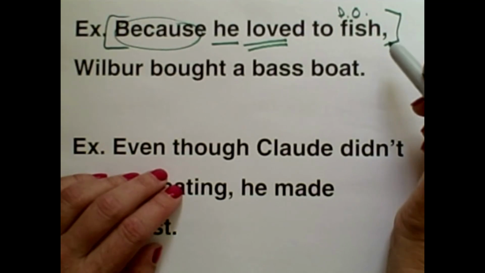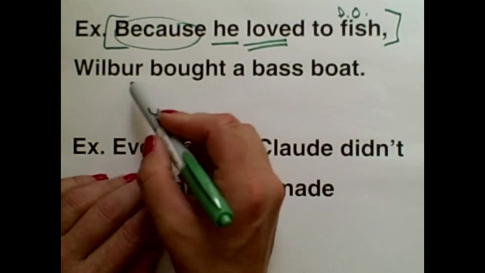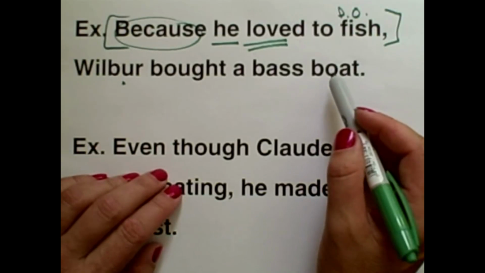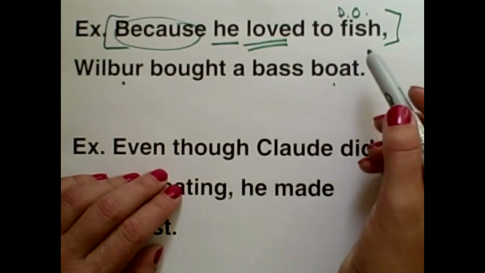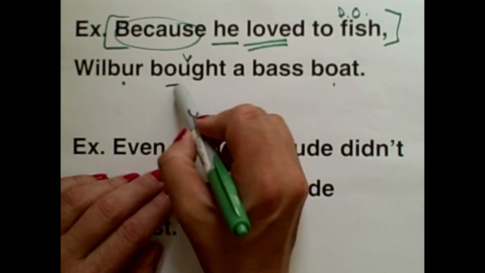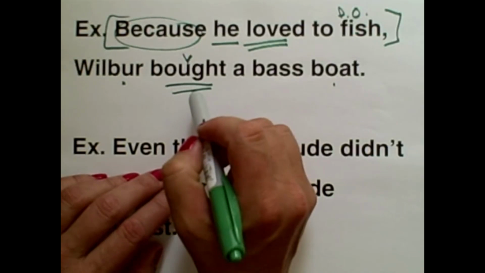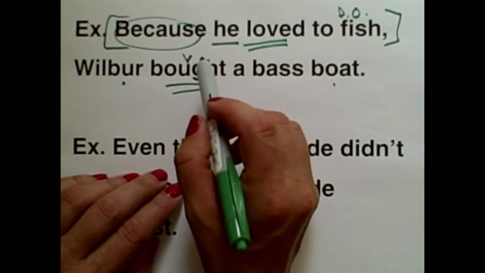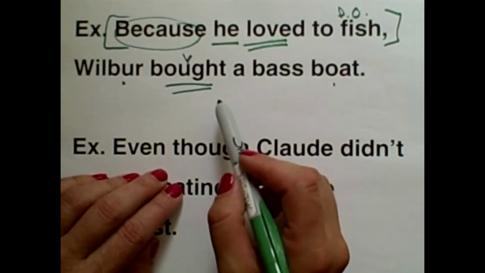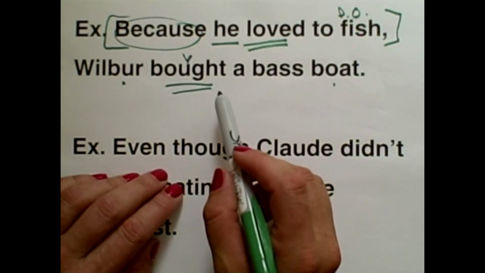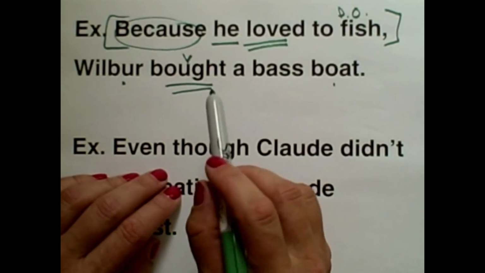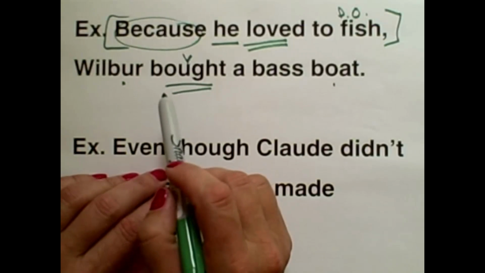What does it modify? We know it can't modify Wilbur or boat because they are nouns. It must modify the verb bought. Let's test it by using our adverb questions: where, when, why, how, to what extent, and under what conditions. Bought where? No, that doesn't work. Bought when? No again. Bought why? Because he loved to fish.